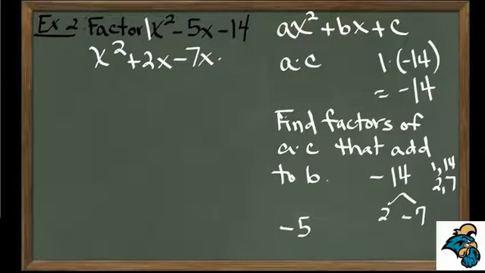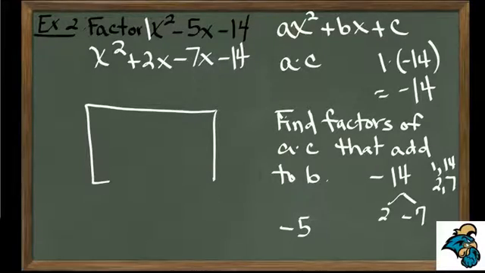It becomes x squared. I'm going to take those 2 terms, so plus 2x minus 7x minus 14. So I took that negative 5x and I broke it into 2 pieces. It's still equal to negative 5x if we simplified, but now I have 2 pieces. Now, what that allows us to do is to factor a greatest common factor out. And let me show you how that's done.